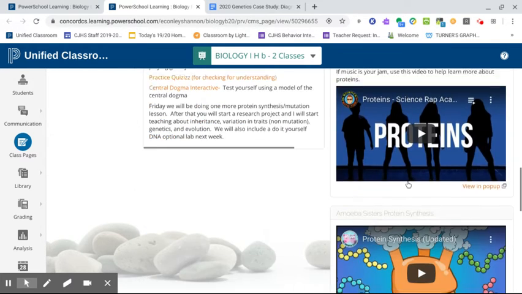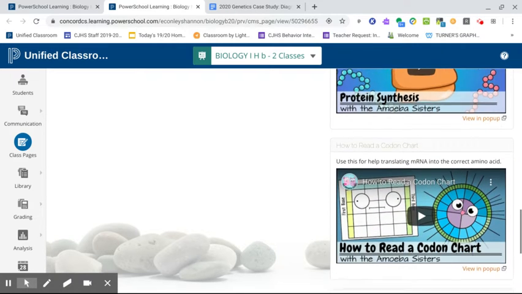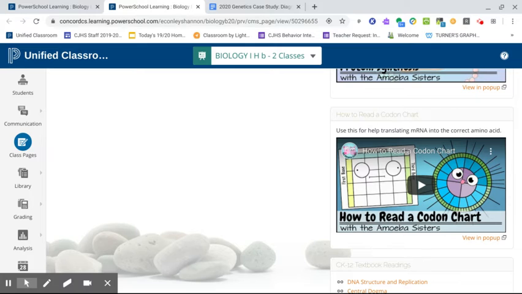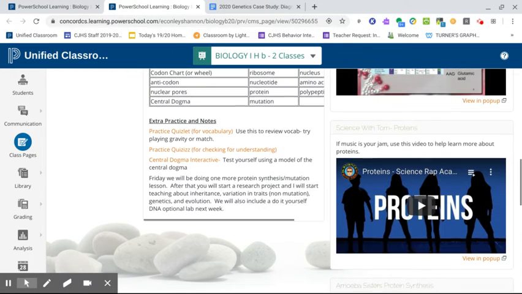In addition, we do have the protein synthesis with Amoeba Sisters. I posted it here. And if you're struggling to read a codon chart or a codon wheel, there is an Amoeba Sisters video. I know I use these a lot, but it's because they break it down really simply with some good visuals. This video will help you to read a codon chart. And don't forget, I always have textbook readings down here. So if you don't understand how to translate, if you don't understand the genetic code, the codon chart, go to the appropriate reading. And that's basically your textbook.